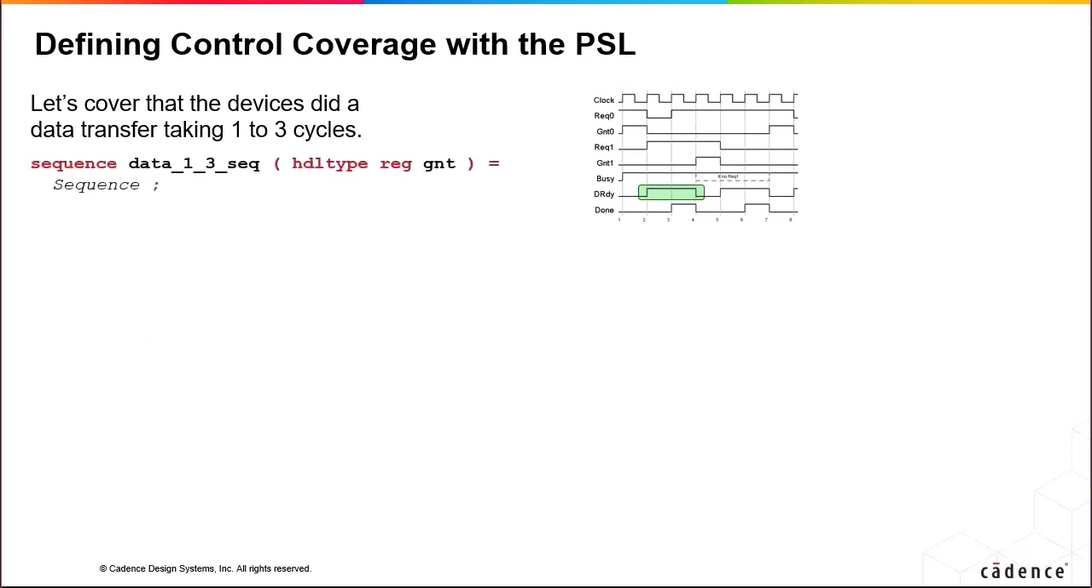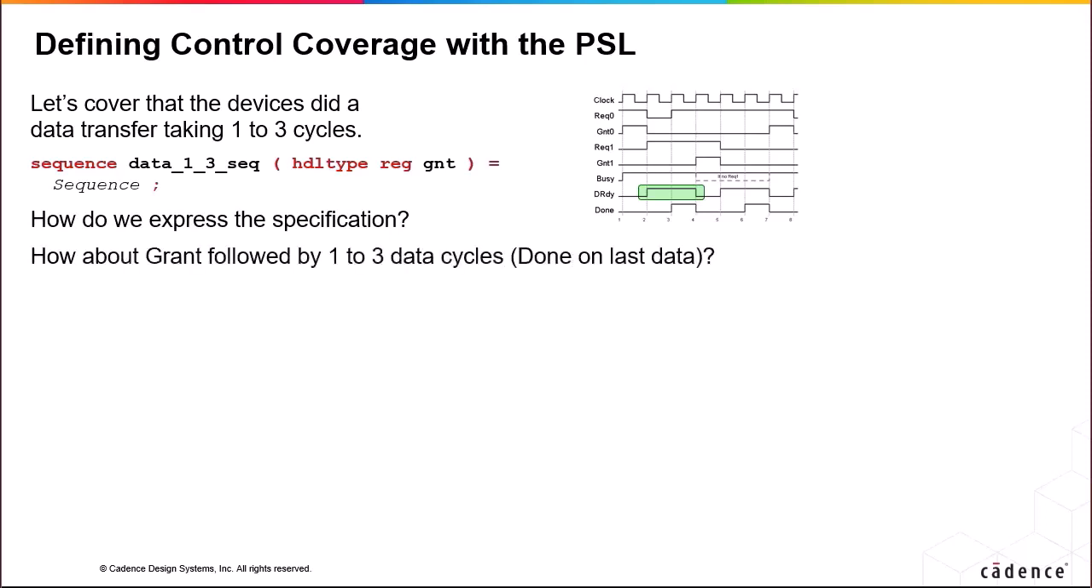We want to cover that the devices did a data transfer taking between 1 and 3 cycles. How would we express that specification? How about starting with the grant signal, following it by 1 to 3 data-ready signals on any cycles, and done on the last of those 1 to 3 data cycles?